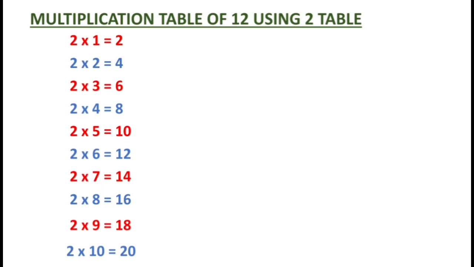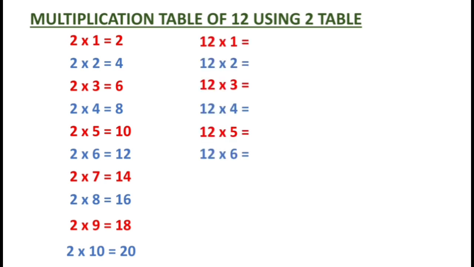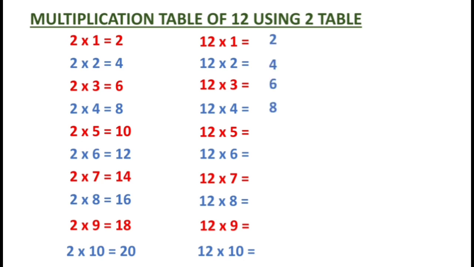So what I will do for the 12 table, I will just write 12 into 1 equals, 12 into 2 equals, 12 into 3 equals, we will write just like that. And the product we will write. In the 12 table, what is the ones place we have? 2. So that's why we have written the 2 table. Same way, we will write the ones place of the 2 table. 2, 4, 6, 8. And in 10, which number is in ones place? 0. In 12, 2 is in ones place.